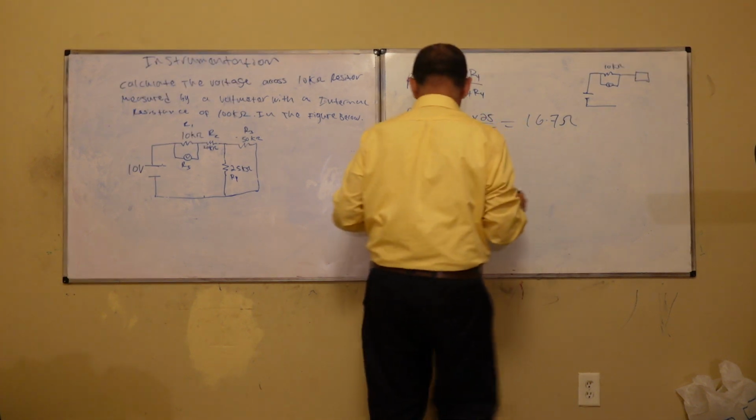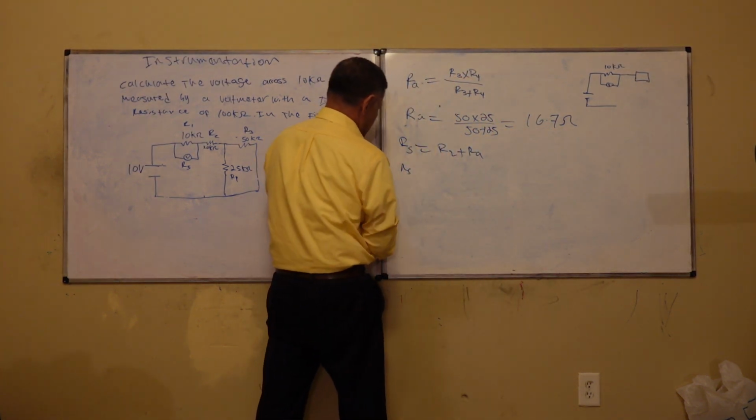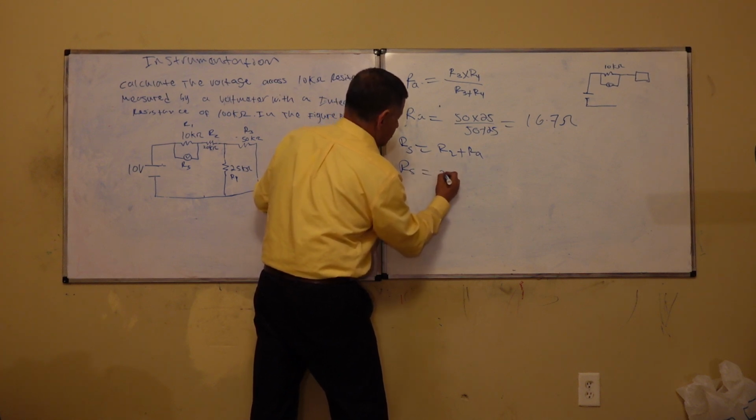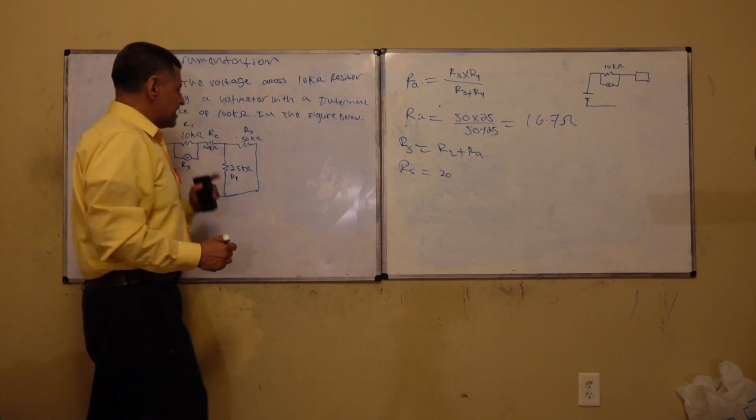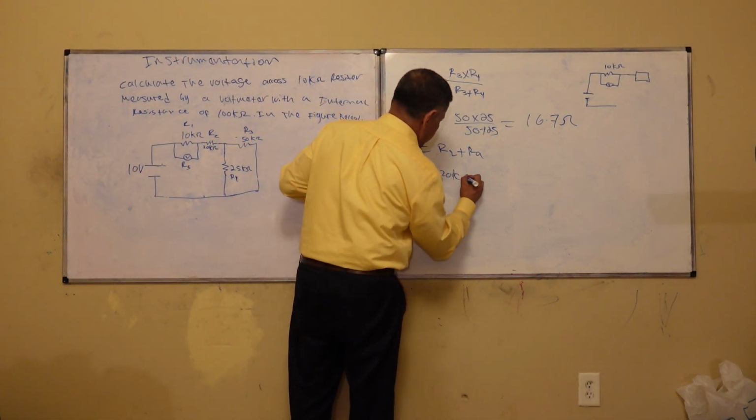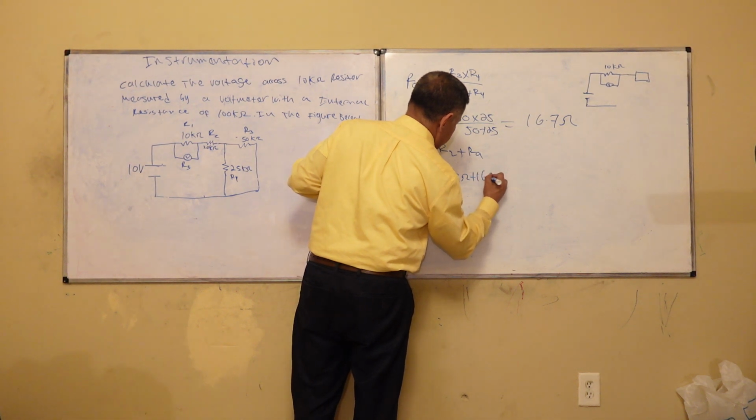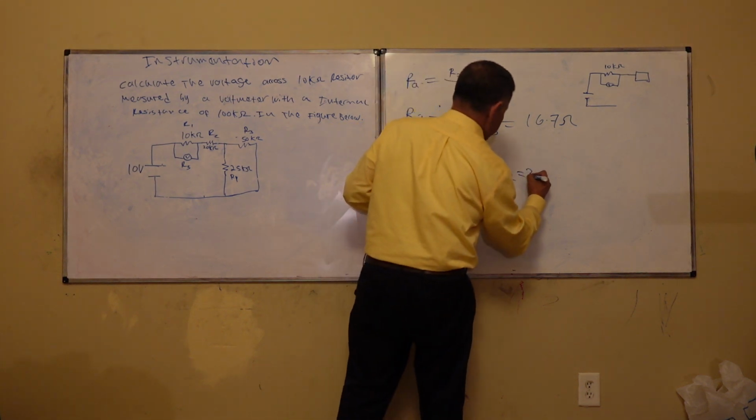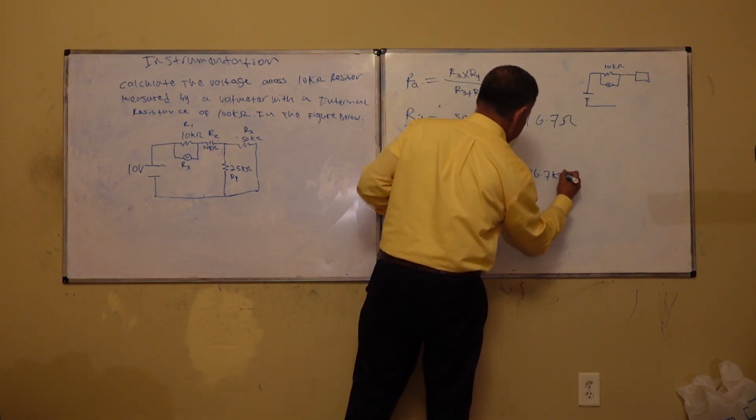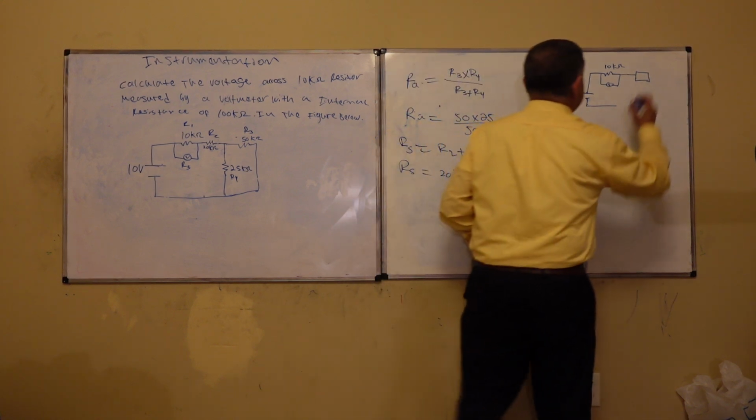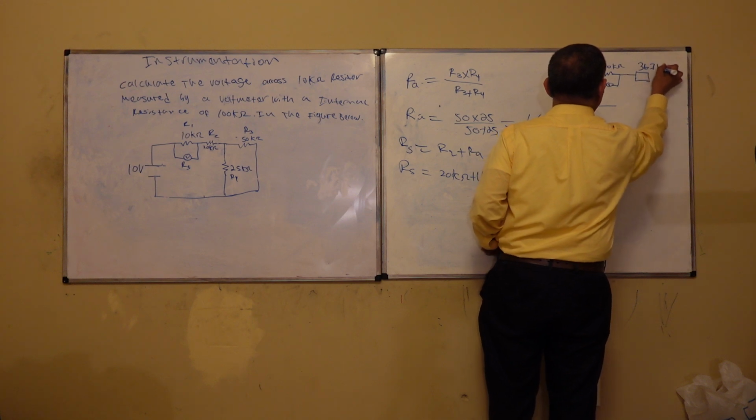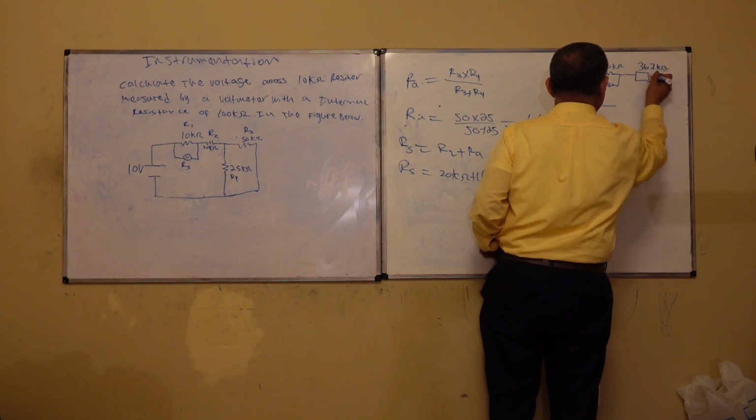So RS is equal to 20K, 20 kilo ohm plus 16.7 kilo ohms is equal to 36.7 kilo ohms. All right. So this right here is 36.7 kilo ohms.